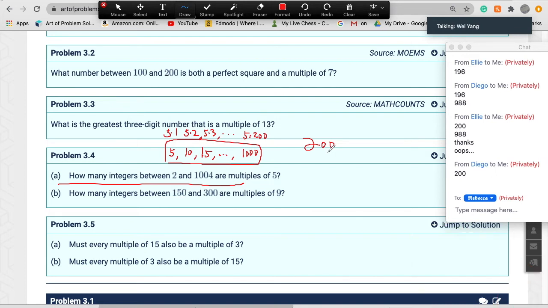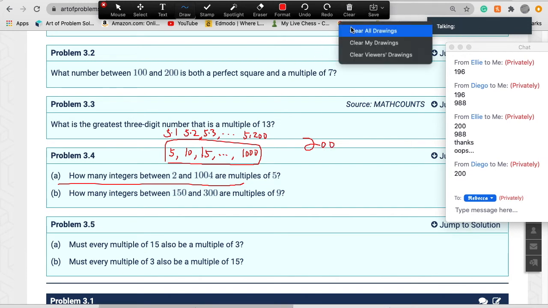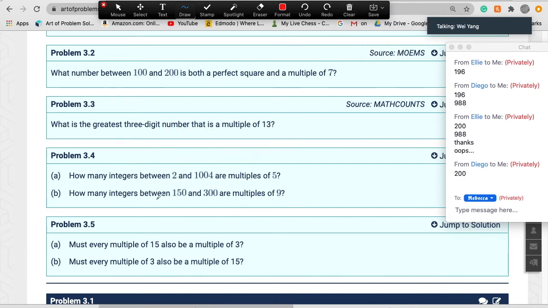Now, let's go to B. How many integers between 150 and 300 are multiples of 9? This is 3.4b. How many integers between 150 and 300 are multiples of 9?